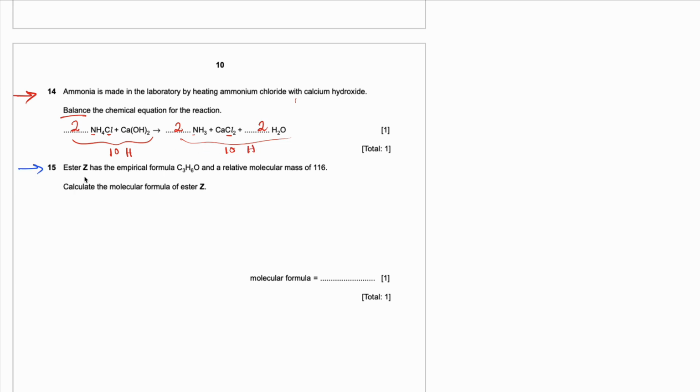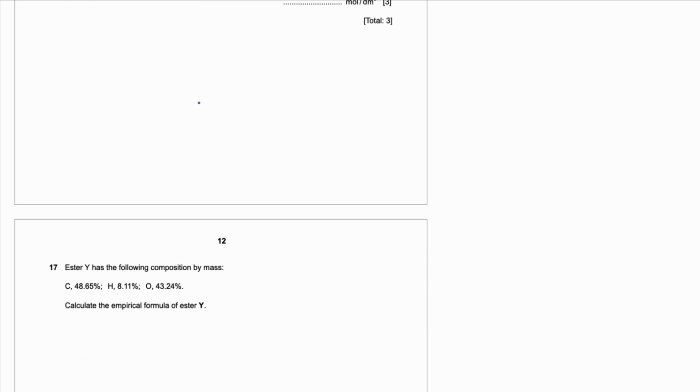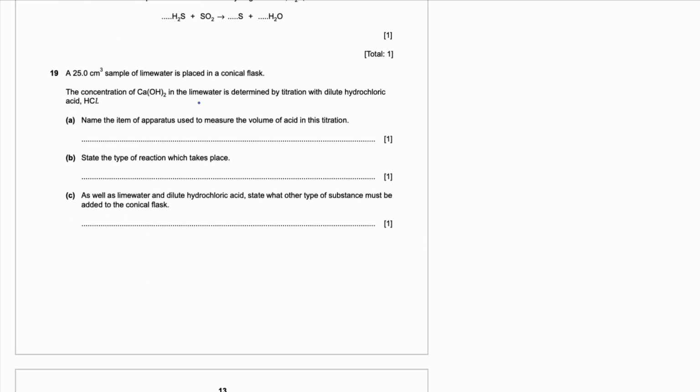Next, ester Z has the empirical formula C3H6O and a relative molecular mass of 116. This is exactly the same question as we did before. I'll leave it for you, but once again, let me guide you. You need to calculate the mass of the empirical formula and compare it with the actual formula, so you know how many times you need to multiply the empirical or simplified formula. I'll leave it for you and you can check your answer from the mark scheme. So let me pick one last question before I end today's lecture.